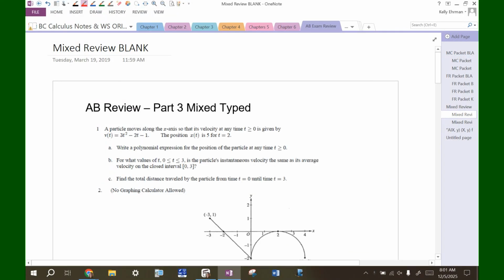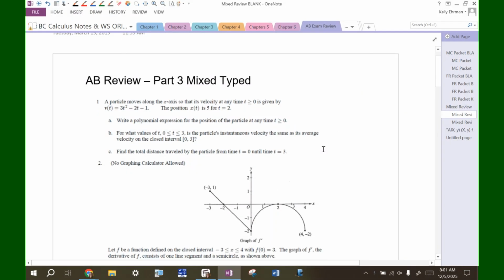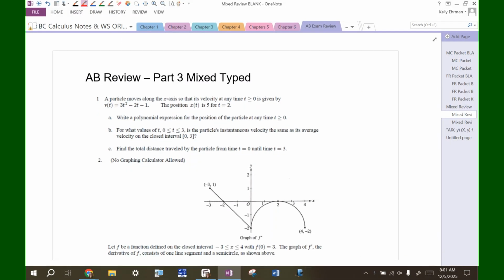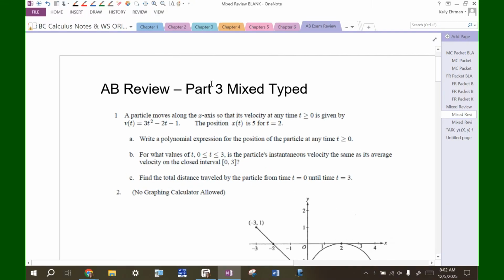All right, this is the third round of review. I've mixed up both free response questions and multiple choice. I am going to try to show my work in the same space, so I'm sorry if this is a little bit all over the place, but that'll be easier, I think, than switching back and forth.